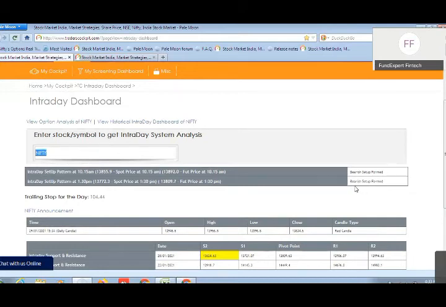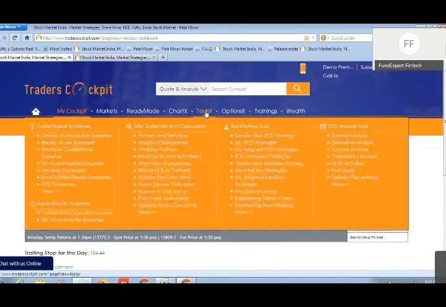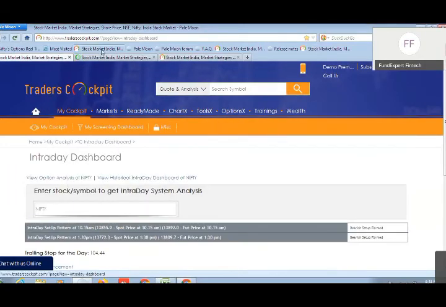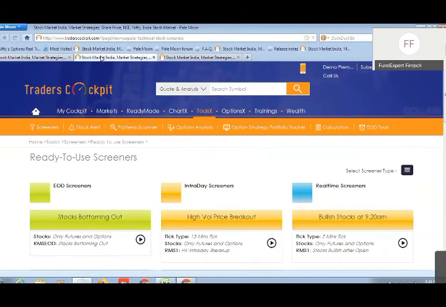That is question number 1. That is step number 1. And for that step, we have something called ready-made screeners available in the tool section, ready-to-use screeners to scan for the stocks bullish at 10:15 and to scan for the stocks bearish at 10:15.